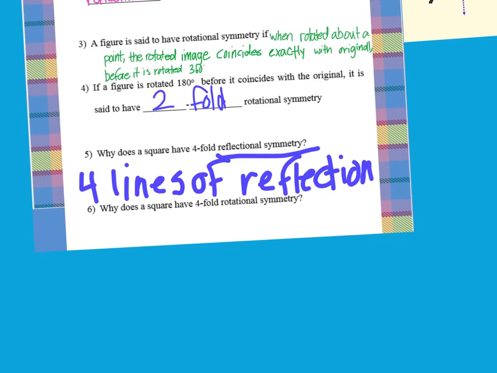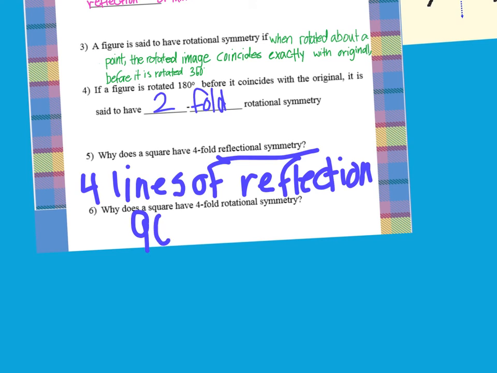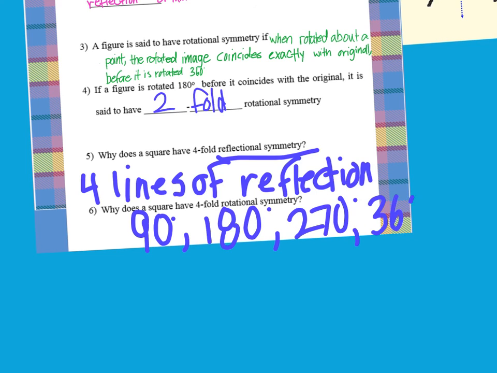It has 4-fold rotational symmetry, because you can rotate it 90 degrees, it will match up with its original. 180 it will match up. 270 before it gets back to the original 360.